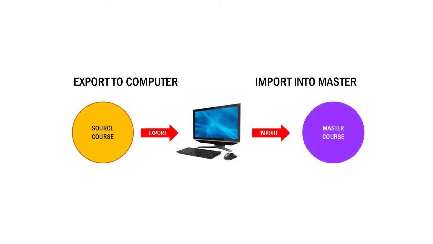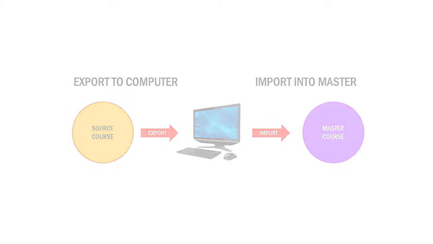Here is the process. First, I need to export my fall source course and save it to my computer. This process strips away student enrollment data and places the content in a zip file where it can be imported easily into the master course. Next, I need to import the zip file into the master to transfer the content and populate the master. Let's take a deeper look.